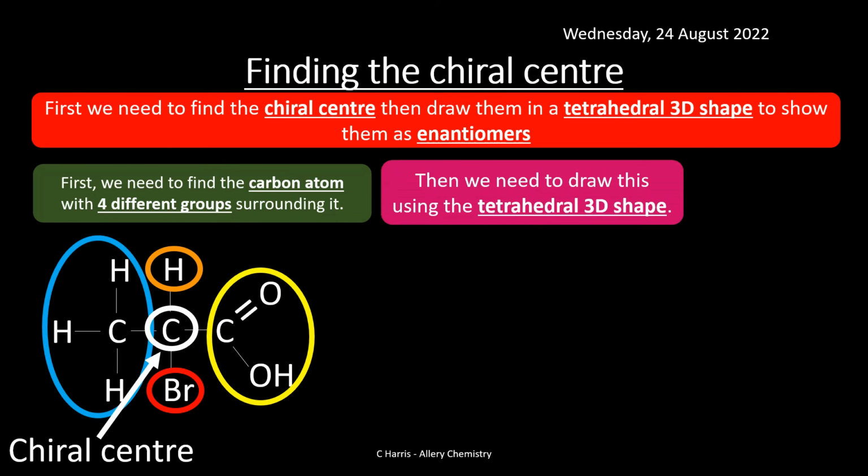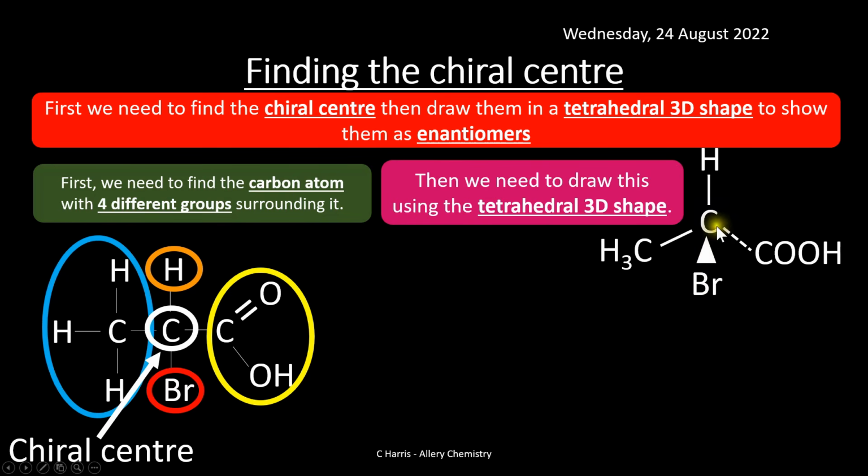Then what we need to do is draw this using a tetrahedral 3D shape. This was back in topic 3 when you looked at structure and bonding and the shapes of molecules. We need to draw this as a 3D shape. So here it is. Remember, the wedge shows something coming towards you, the dotted line going away, and then you've got your 2 solid lines. It doesn't really matter which way it is, as long as you draw it with a wedge, a dotted line and 2 solid lines. That's your 3-dimensional shape.